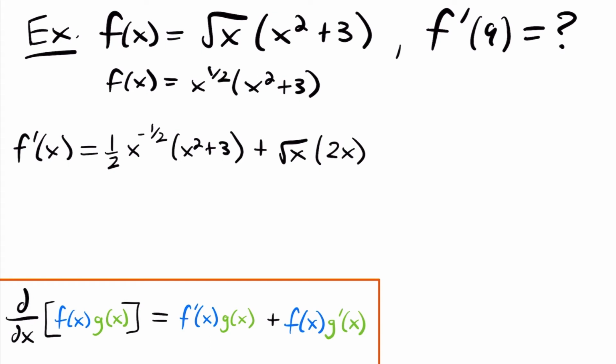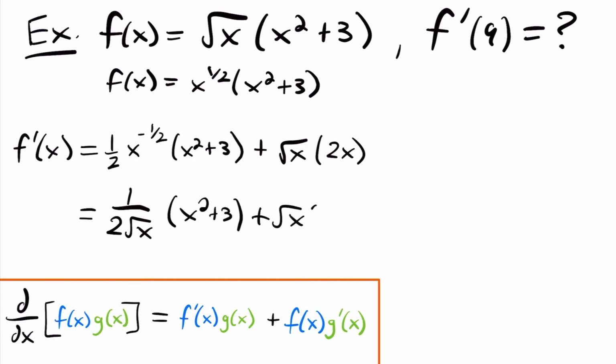So now, normally, if we were just looking for the derivative, I would say, let's simplify this a little bit. But the only thing I'm going to do before we plug in our value of 9, because that's really what we want here, we just want the value of our derivative at x equals 9, is move this negative exponent to the denominator, and then we'll just evaluate it from there. We don't really need to simplify in this case, because we're just looking for the value of the derivative at a certain value of x. So this is going to be equal to 1 over 2 times the square root of x, times x squared plus 3, plus the square root of x times 2x.